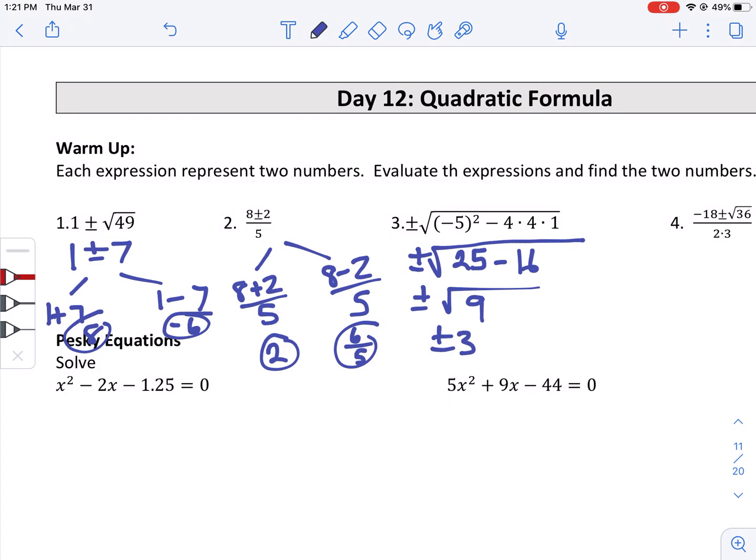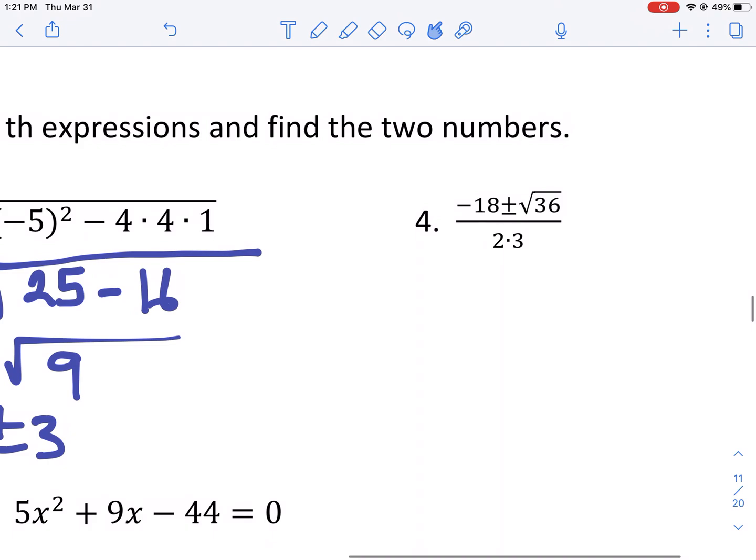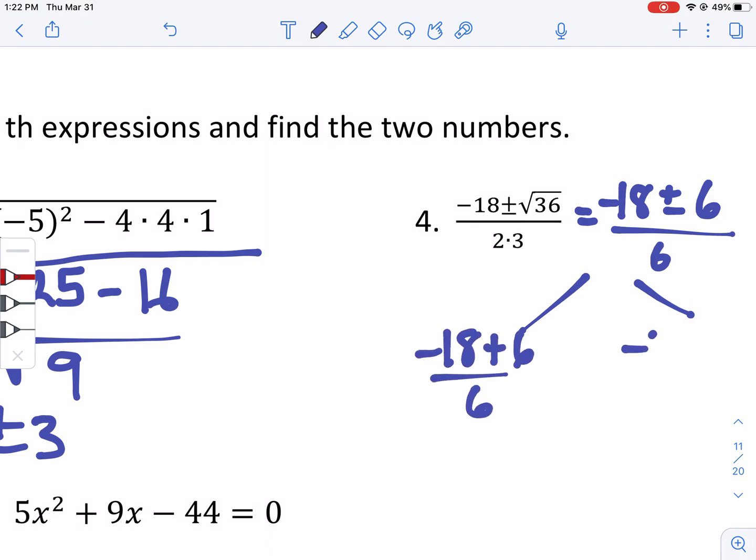And then this last one here, let's see. Well, simplify underneath the square root. So this is negative 18 plus or minus the square root of 36, which is 6. 2 times 3 is 6. So we have two things, negative 18 plus 6 divided by 6 and negative 18 minus 6 divided by 6.